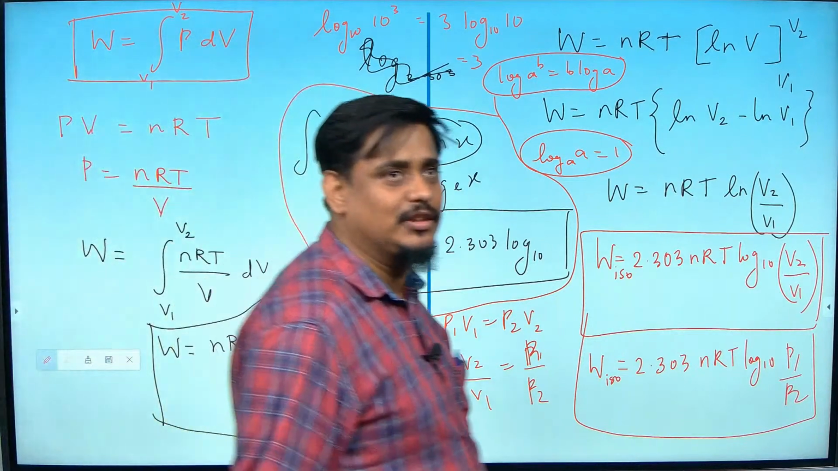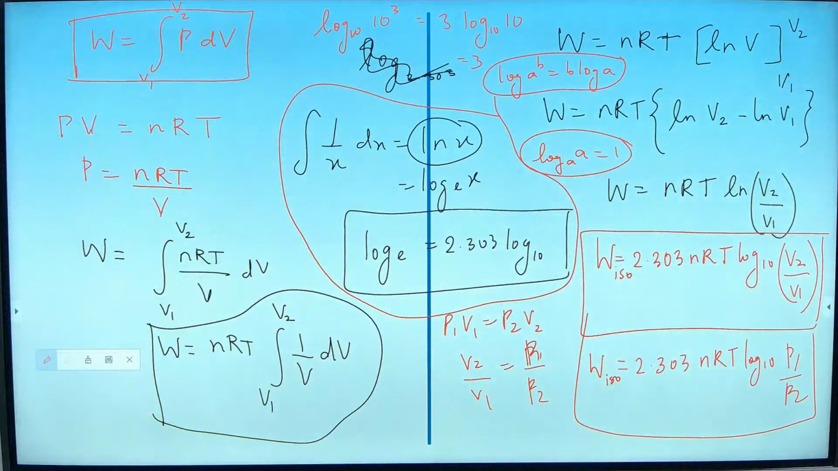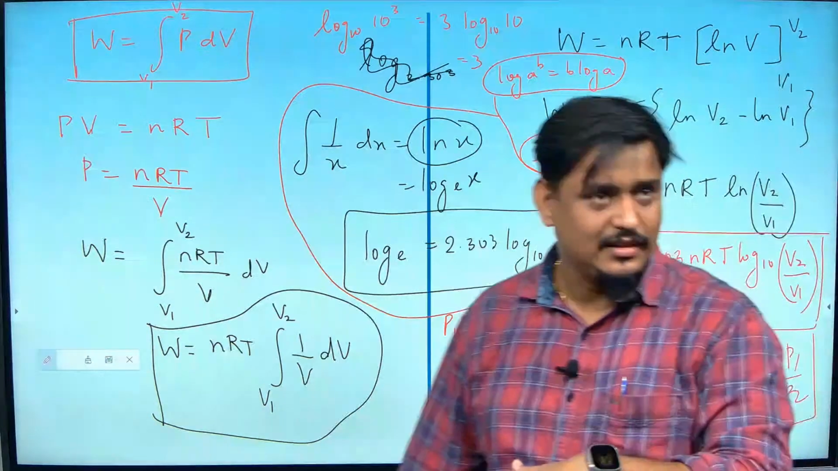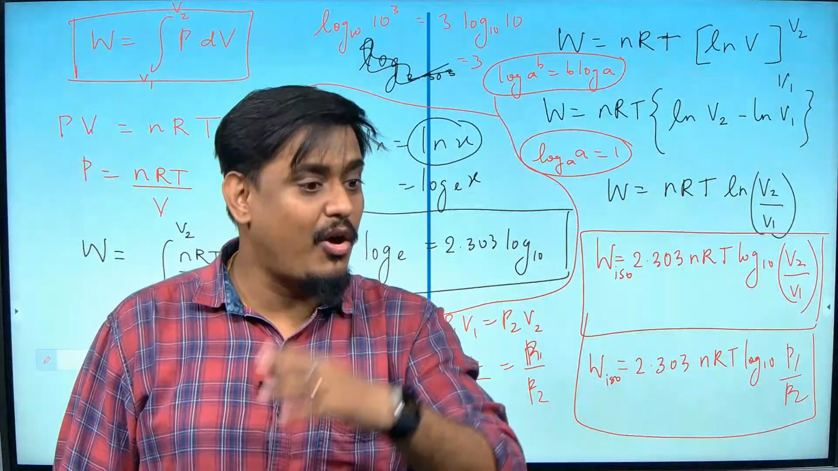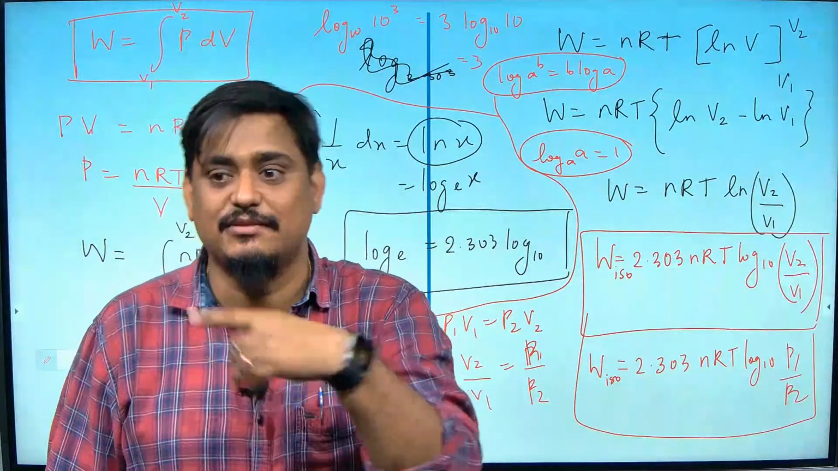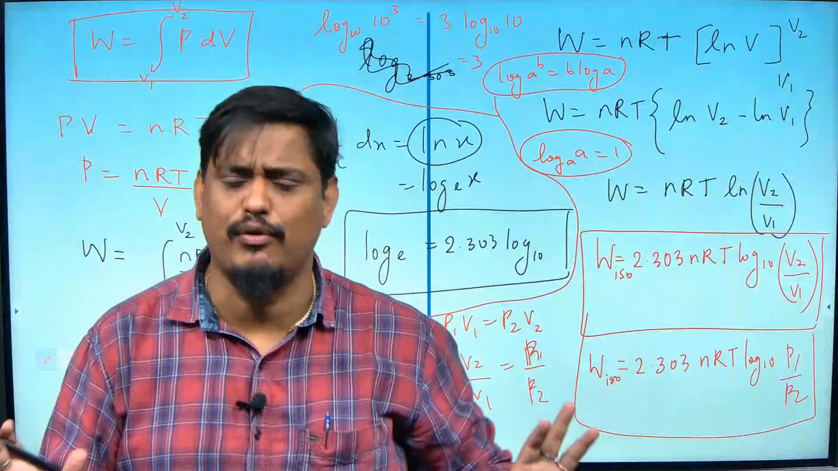Very basic log actually. Log A minus log B is log A by B. Log A plus log B is log A into B. Log A power B is B log A. Log A base A is 1. These things are very basics of log.